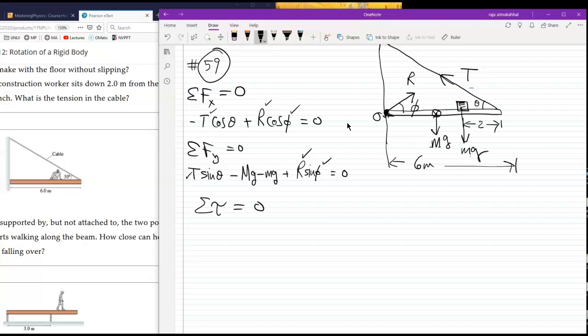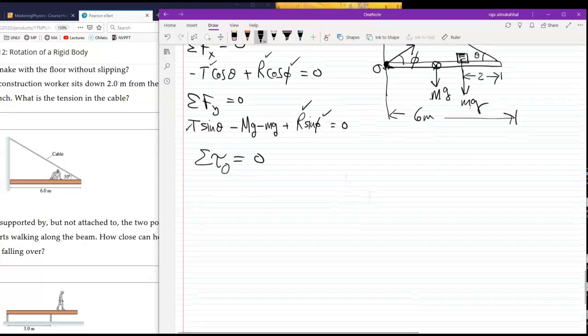Why? Because in this case, I don't need to get this darn r or phi. It will just eliminate it completely. You see the trick? So I'm going to take it about O. You understand that? That's why I'm no longer afraid of r, because I don't need to calculate it. I can just find the torque about O, and that will be eliminated. You see what I'm saying?